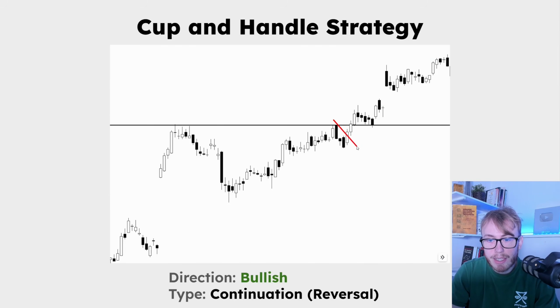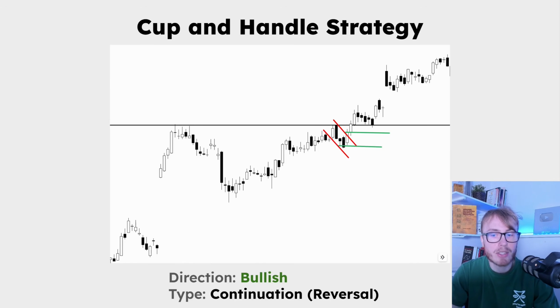Another potential entry is to enter at the handle itself. So enter at this pullback right here. And for this handle, we actually have 2 entries. So we have so many different entry strategies for the cup and handle. You can either enter the breakout right here, or you can try to enter the support of the handle. So for example, enter right here.